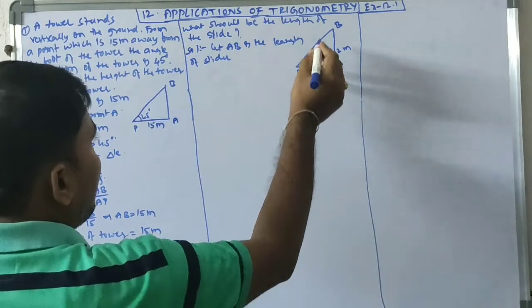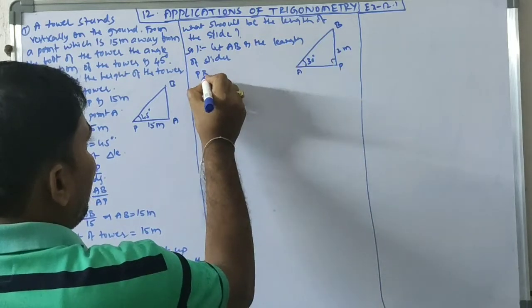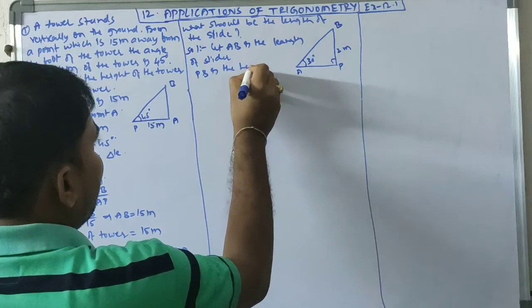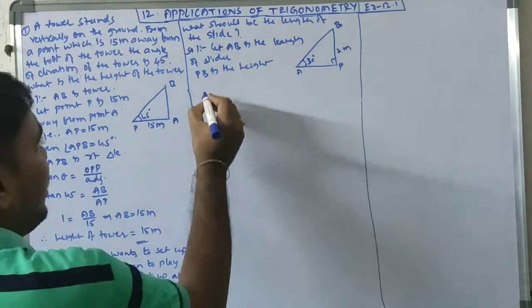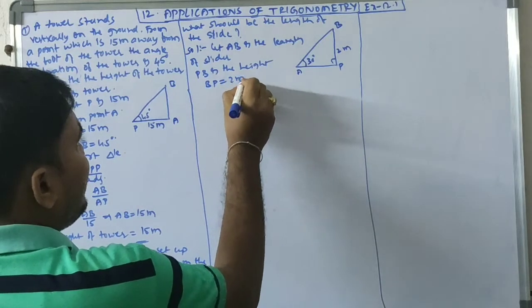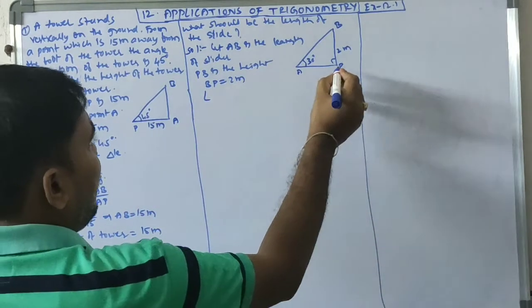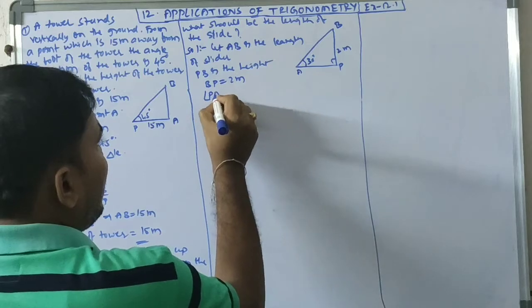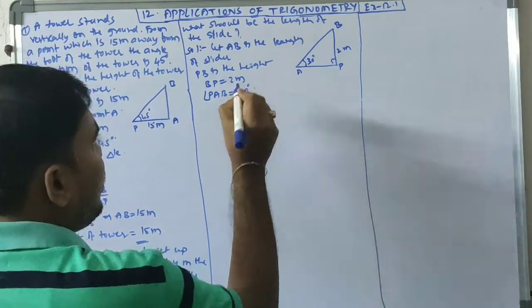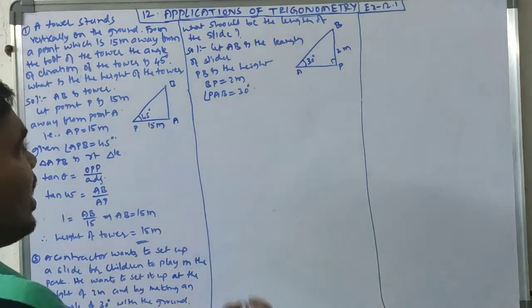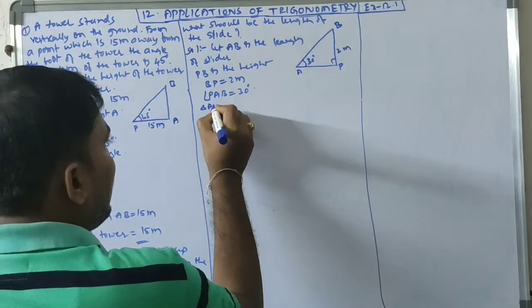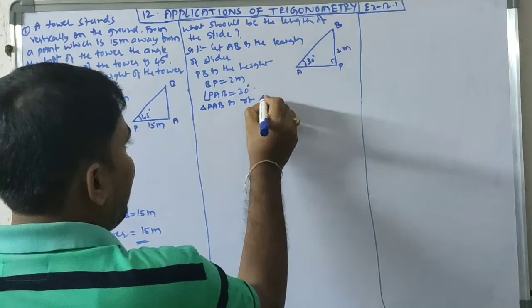Next, PB is the height of the slider. Given BB equal to how much? 2 meters, it is given. Angle PAB equal to 30 degrees, it is also given. So triangle PAB is a right triangle.